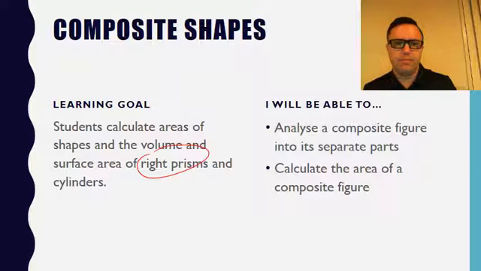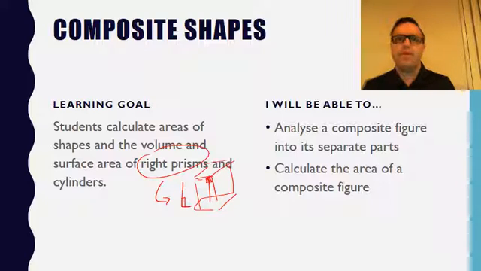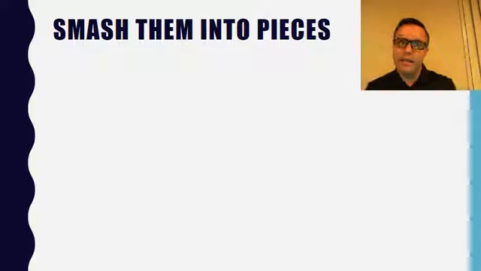Remember, right prisms mean prisms that have a right angle between their projected length and their base. There's our rectangular prism. At the end of this, you want to be able to analyze a composite figure into its separate parts and calculate the area of a composite figure or composite shape. Smash them into pieces.